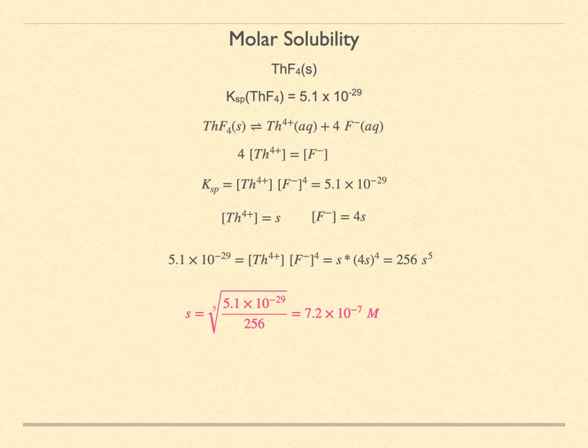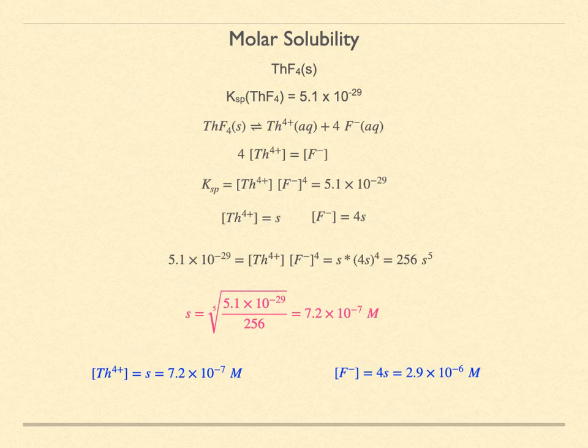Now watch out, this is the fifth root, not the square root. On your calculator, you usually have a power function, x to the y. A root operation is the power raised to the reciprocal of the desired root. In this case, 1/5 is 0.2, so this means the argument is raised to the 0.2 power. We find that 7.2 × 10⁻⁷ moles of ThF4 dissolves per liter of solution at equilibrium. And this is also the equilibrium concentration of the thorium 4+ ion. The equilibrium concentration of fluoride, however, must be 4 times this, or 2.9 × 10⁻⁶ molar.